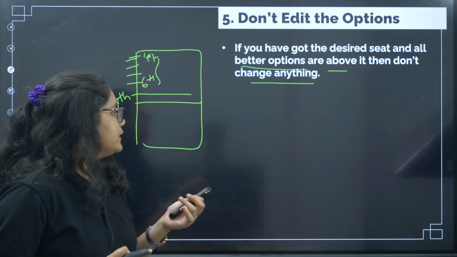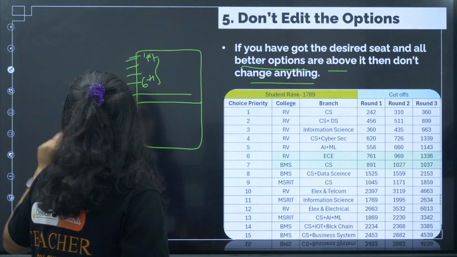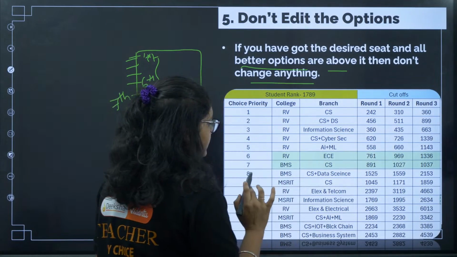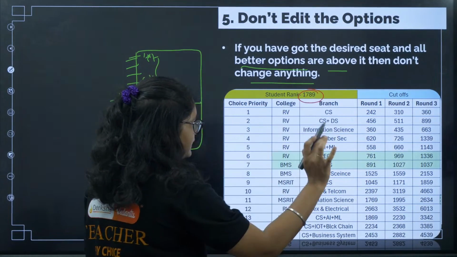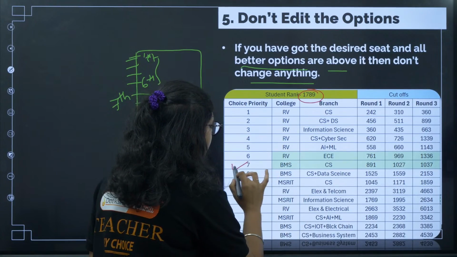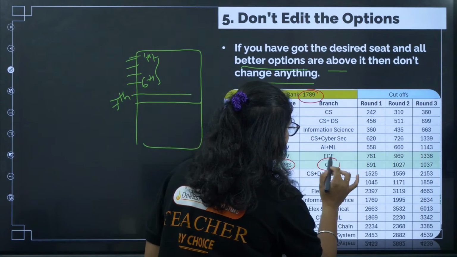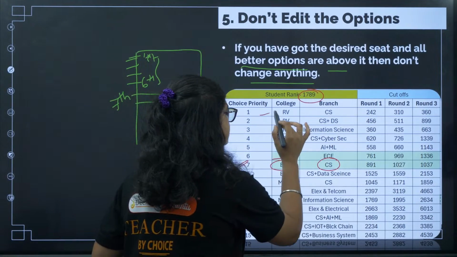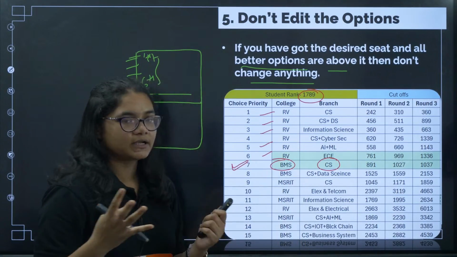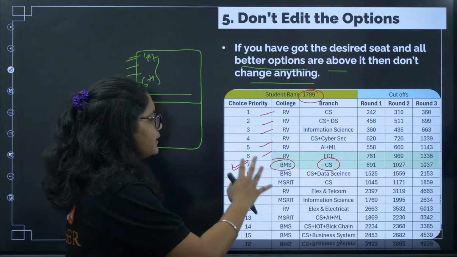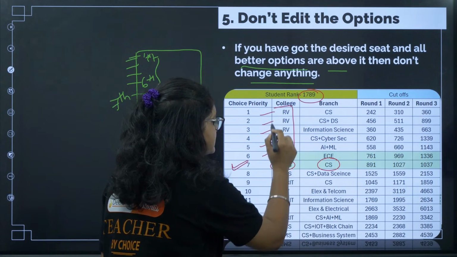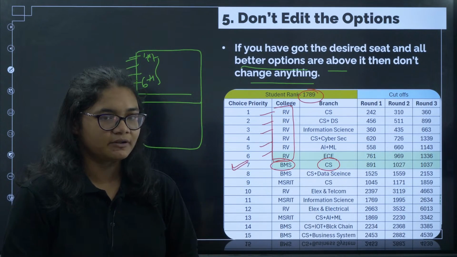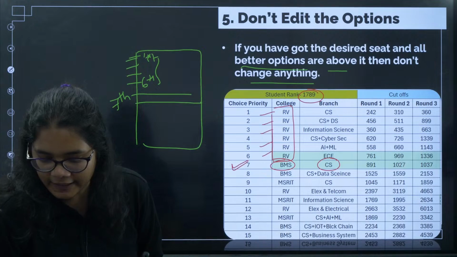Next, coming to this one, I'll give you an example. Suppose for a particular student, the rank is 1789, and in the first mock allotment the student has got BMS College and computer science. Now suppose this student is interested to join RV irrespective of any branch. According to this student, you can see all the branches above it are RV colleges, the one that he or she wants to prefer.